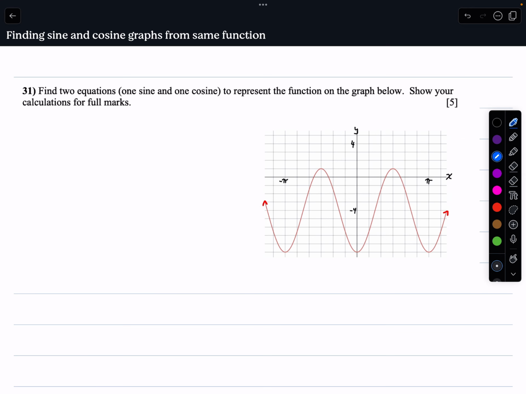Hi, this is Adrian from Live to Learn Academy, and today's video is a common concept that a lot of students struggle with, and it's how do you find a sine graph and a cos graph from the same graph. So in this video, I'm going to show the easiest way to do these types of problems.